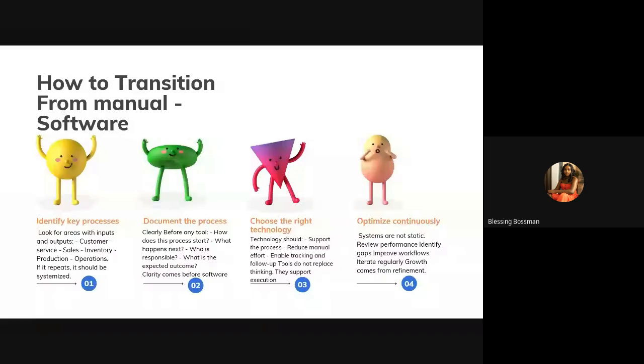How do we successfully transition from manual to software? The first thing that you need to do is to identify key processes. You see, I did not say the first thing you need to do is technology, because you can have tech, but if you don't know what the process is like, tech is just a waste. A lot of times people think that tech is the answer to their problem. Tech is as good as you understand what problem you want it to solve for you. If you don't know what problem you want tech to solve for you, you are just wasting your money.